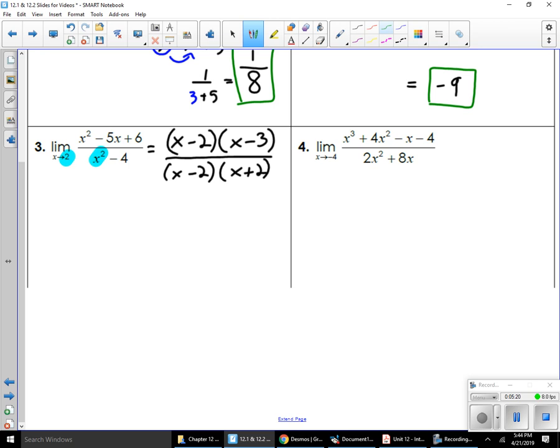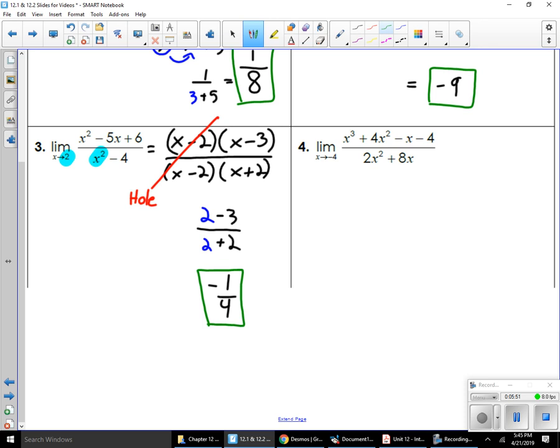Once again, we get some factors that cancel. They would cause a hole in our original graph. And now we have something that we can just do a substitution on. We wind up with a 2 minus 3 in the numerator and a 2 plus 2 in the denominator. So 2 minus 3 gives us a negative 1, 2 plus 2 gives us a 4, and that will be our limit as x approaches 2 of the original function.